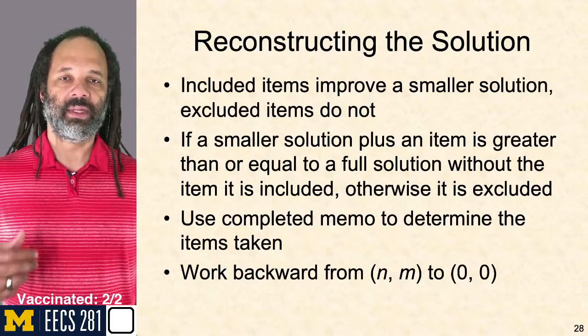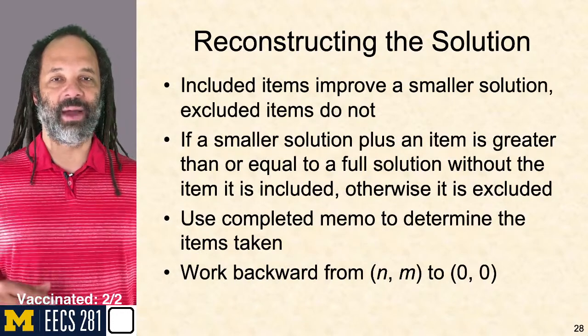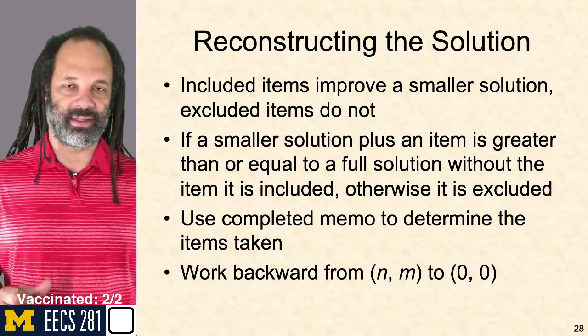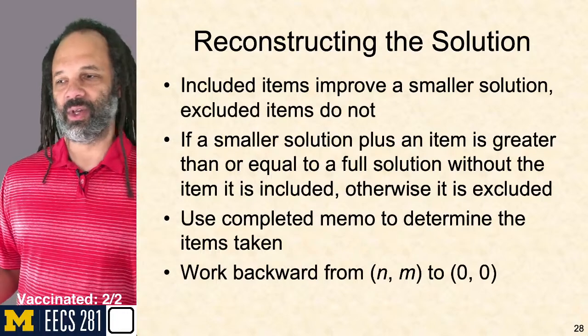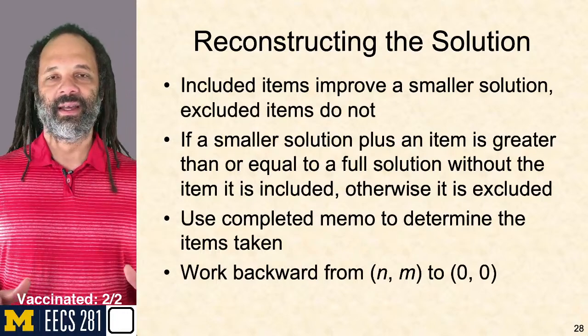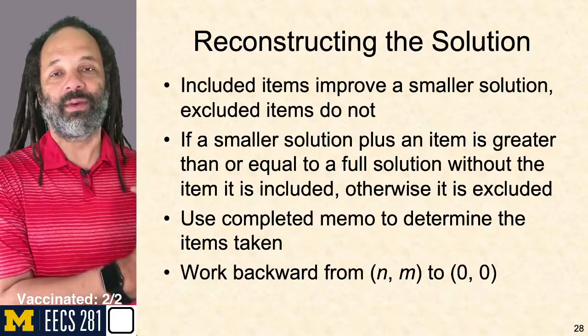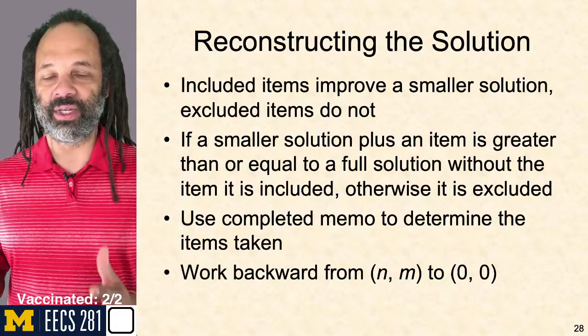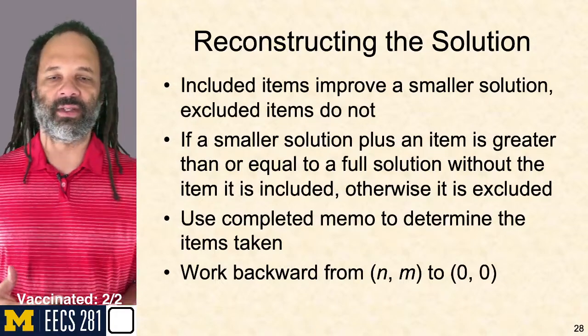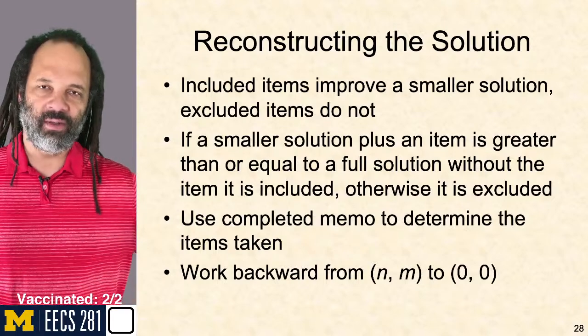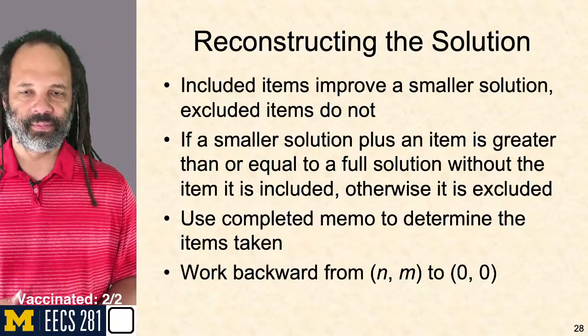Sometimes, however, we say, well, I want to know what the best value is, and I want you to tell me which items are included, because I really want to ship these things. So now I don't want to just know what fits. I don't want to know what should fit. I want to know which items actually do fit. So we have to reconstruct the solution, and we can do that by sort of backtracing through our memo.